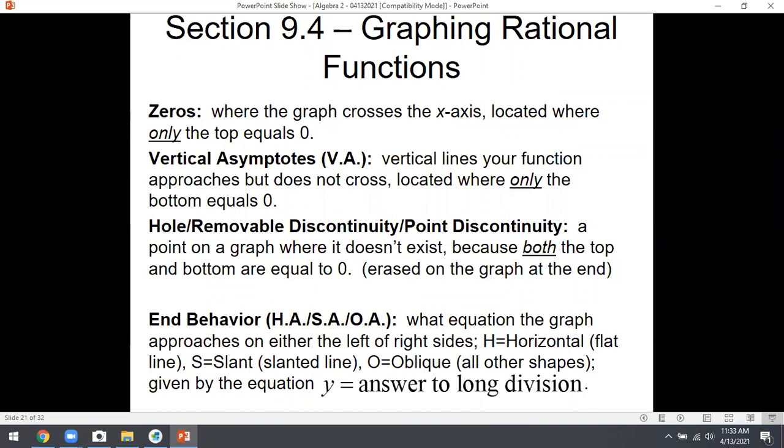Am I supposed to say left or right? Probably. Yeah, it's a typo. Approaches on either the left or right. Yeah, that's a good point.